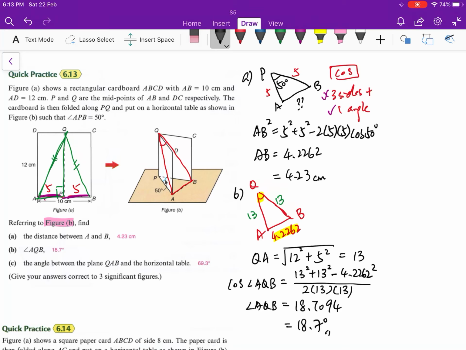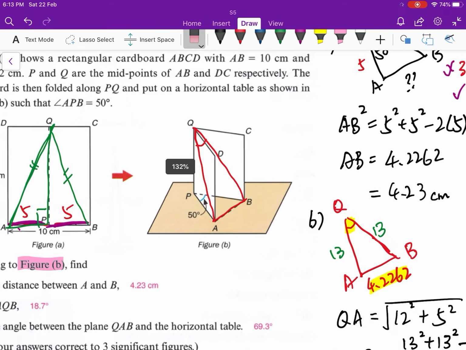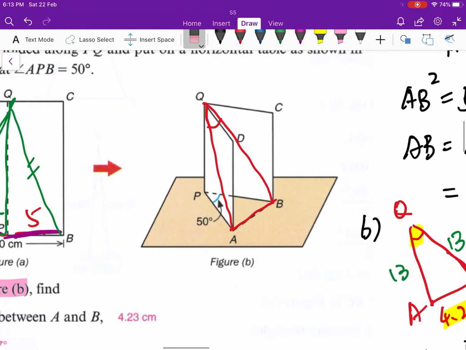Now we go to the last question. The last question is I want to find the angle between the plane QAB and the horizontal table. I drew it out already, so the horizontal table is this one. If you think it is quite difficult to find the angle, let's repeat one more time what we have learned in session 6.1.